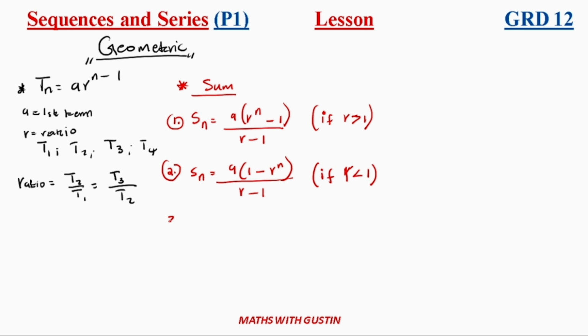Great stuff. Okay, formula number 3, it's this one of the sum to infinity. Sum to infinity is given by S to infinity equals A over 1 minus R. This one you use when R is less than 1 but greater than -1.